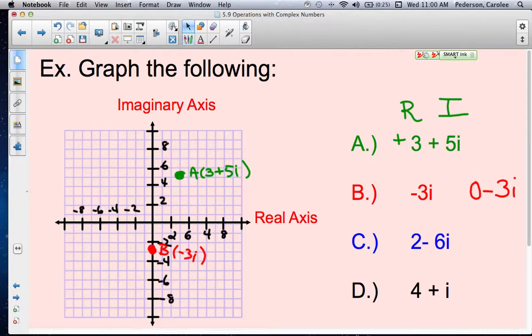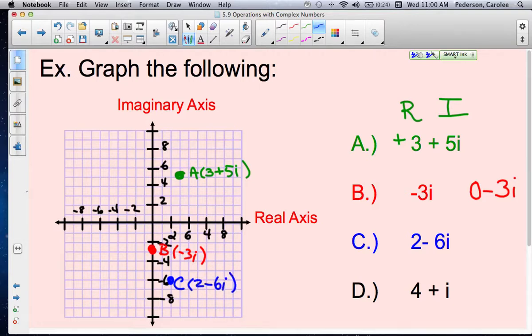All right, let's graph C. Question C says it's the complex number 2 minus 6i. So that's a +2. So we'll go right 2 on the real axis and then down 6. And there's my point C, 2 minus 6i.